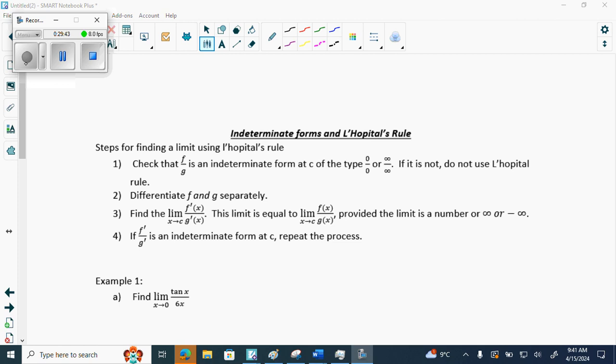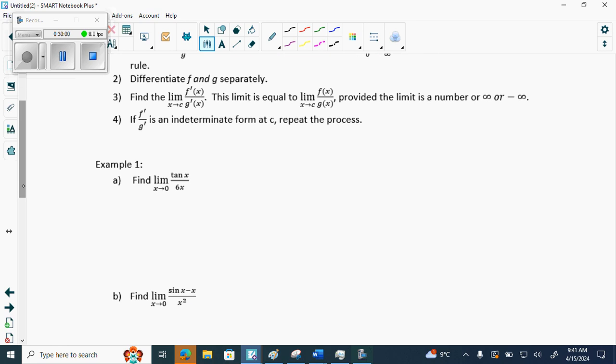Then that is equal to the limit, and then you provide the limit of the number. If f prime over g prime is an indeterminate form at c, you plug it into the derivative and it doesn't work, then you just do it again. Okay, sounds way more intense than it is.